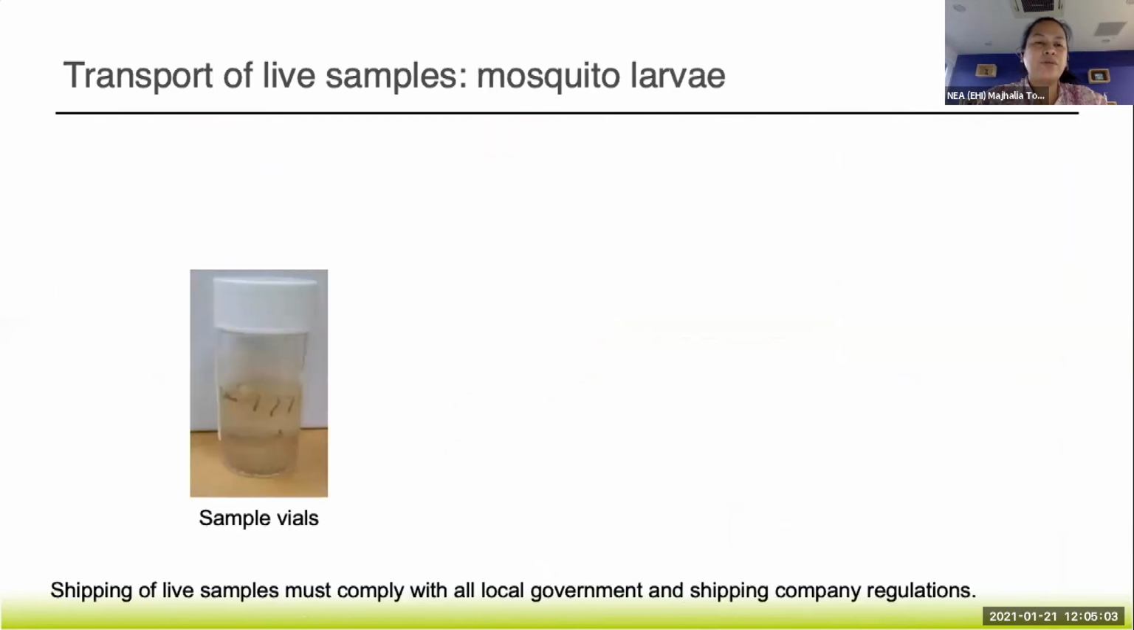And then you can also transport live larvae. So make sure that you have this container only half filled with water. When you do that, you actually allow them to survive longer, because if you fill it up with water, you actually suffocate your larvae.